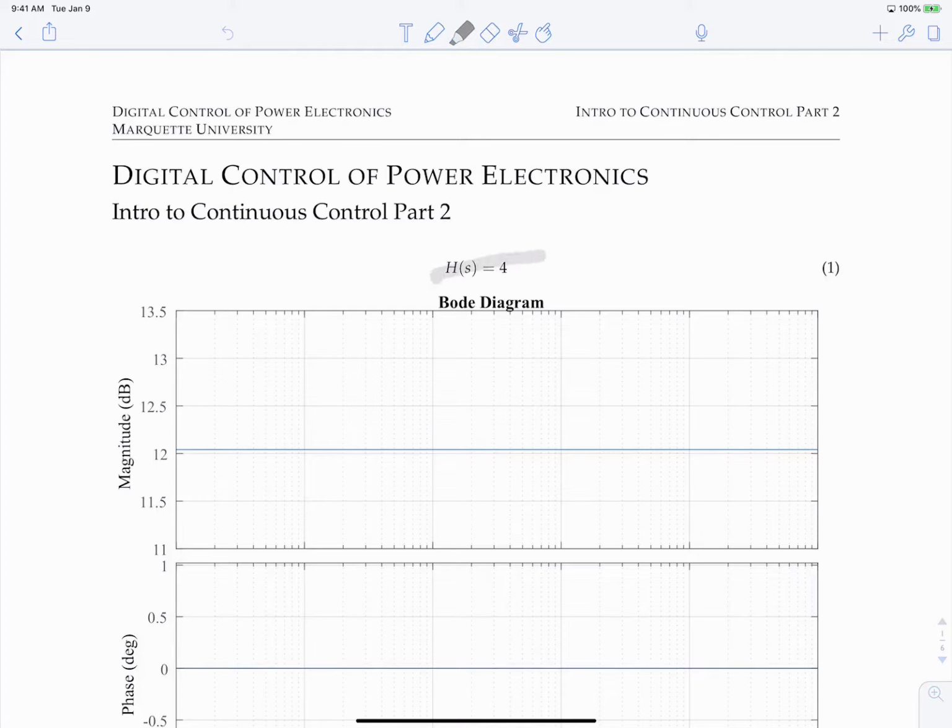Okay, so we're going to start off really simple, and then we'll expand on more difficult examples. So the first thing we're going to look at here is, if you look at this transfer function, this is just a straight gain. It's a gain of 4.